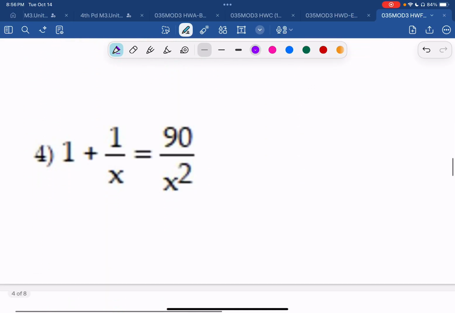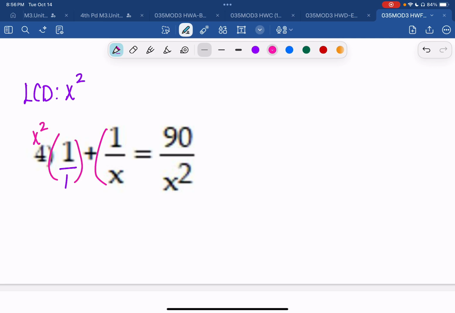All right, here, again, we're going to start by finding our LCD. So my denominators, I've got 1x and x squared, which means my LCD is going to be x squared. So I'm going to start by multiplying every single term by x squared.